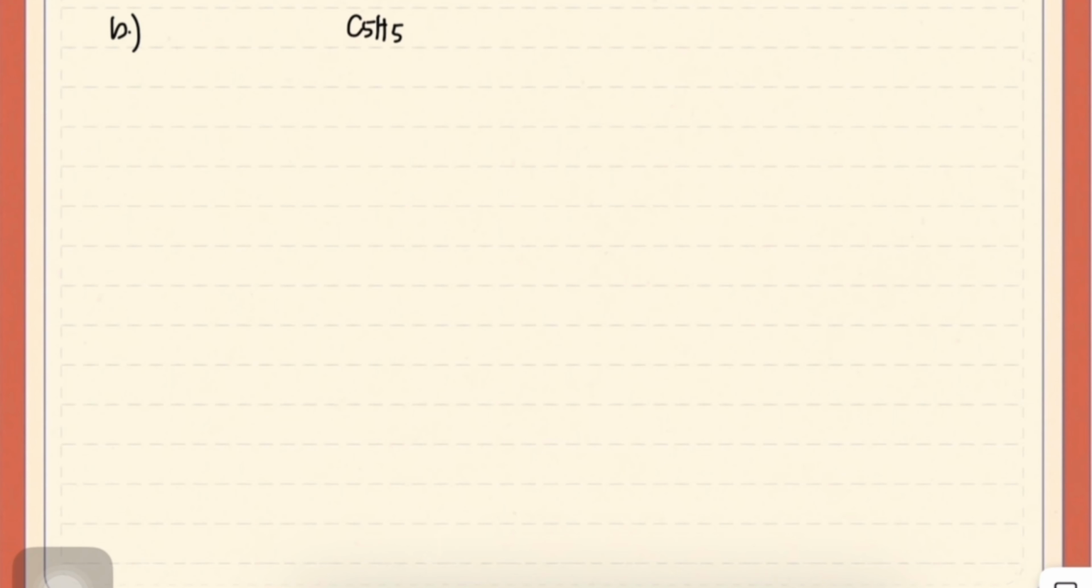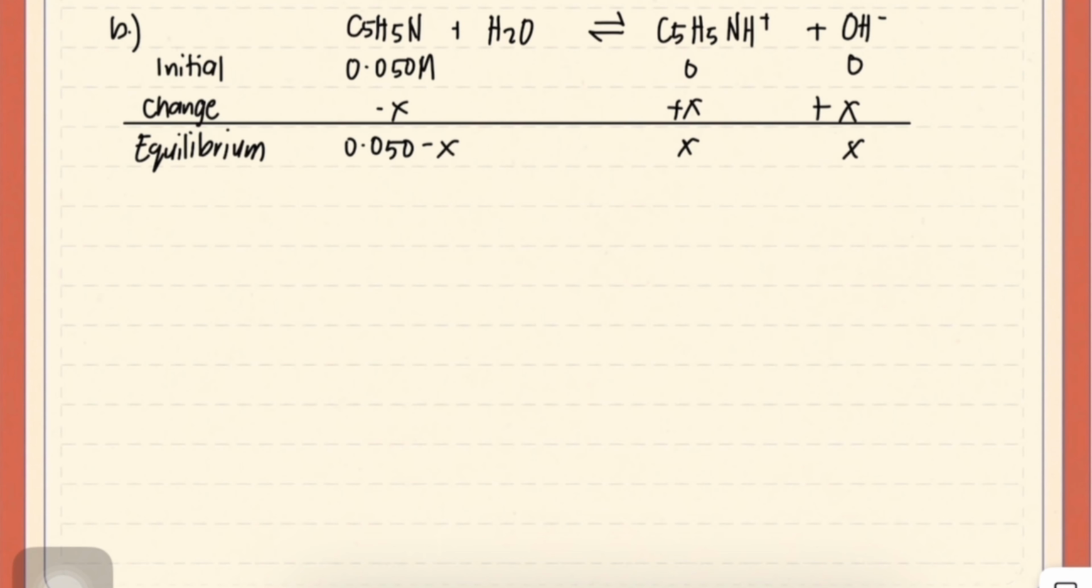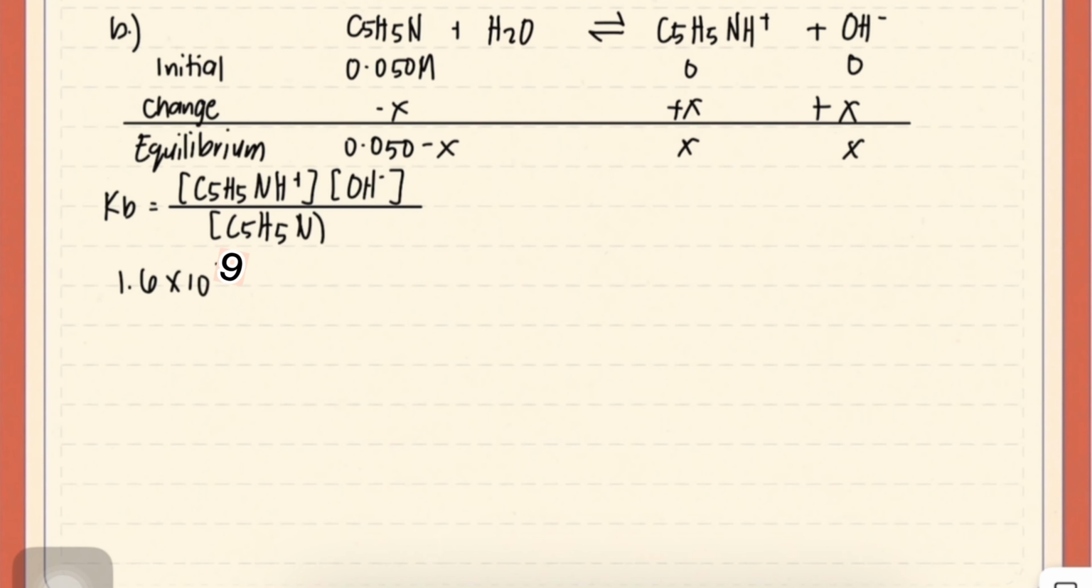We will use the same way of solving for the pH of ammonia to also solve the pH of pyridine, but we will use the molarity and Kb of pyridine instead. Kb equals C5H5NH plus times OH minus over C5H5N. The Kb value of C5H5N is 1.6 times 10 raised to the negative 9. That would give us 1.6 times 10 raised to the negative 9 equals x times x over 0.050, which turns to x squared equals 8 times 10 raised to the negative 11.